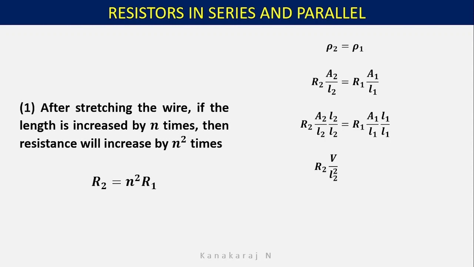So R2 multiplies V2 by L2 square equals R1 multiplies V by L1 square. V on either side cancels. R2 equals R1 times L2 square by L1 square, but we replace L2 as n times L1. In the numerator and denominator, this L1 square cancels. We get the final equation R2 equals n square R1.